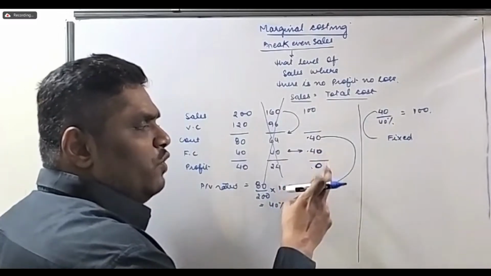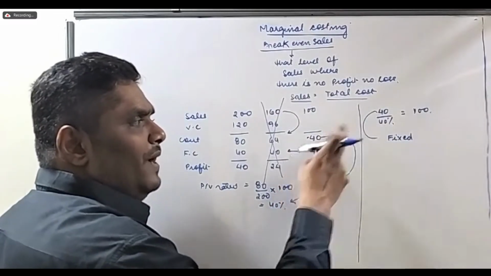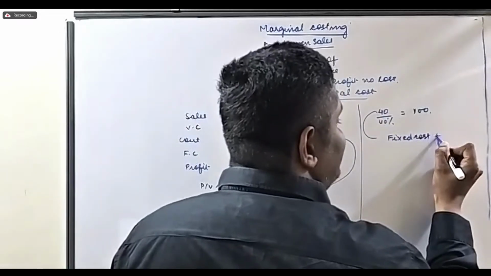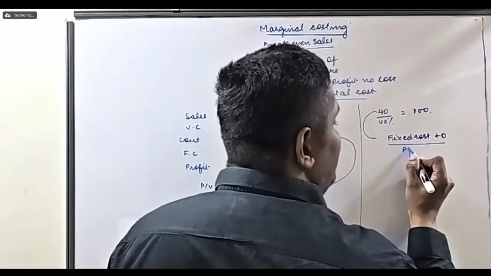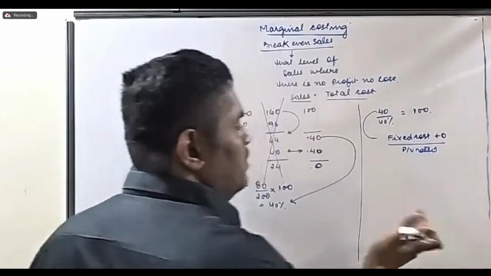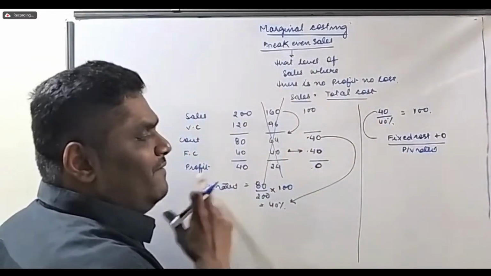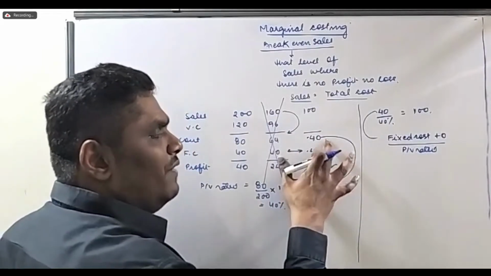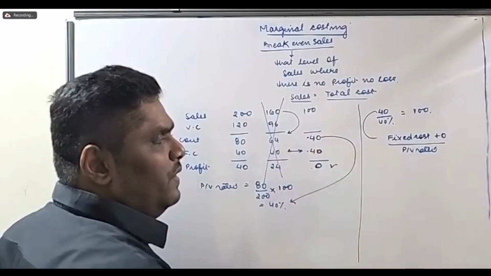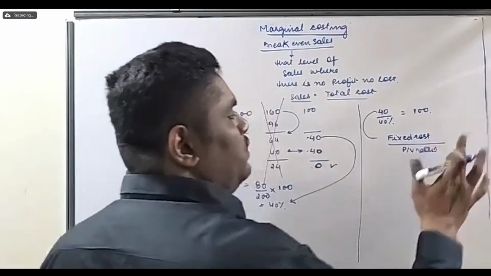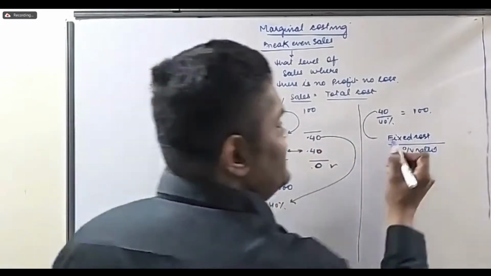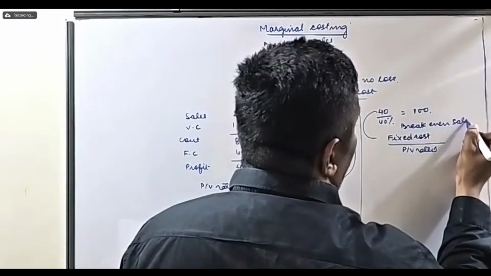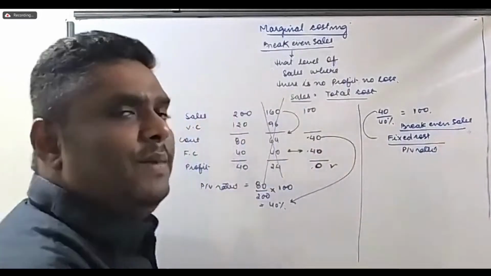So ultimately, fixed cost plus 0 contribution is what? My contribution divided by my PV ratio. So fixed cost plus 0 profit, we can say, divided by my PV ratio. At break-even sales, my desired profit is what? 0. My fixed cost is 40. So how come we will get this 40? 0 plus 40, this will be 40. So ultimately, no need to write 0. Simply the formula for break-even sales is what? Fixed cost divided by my PV ratio.